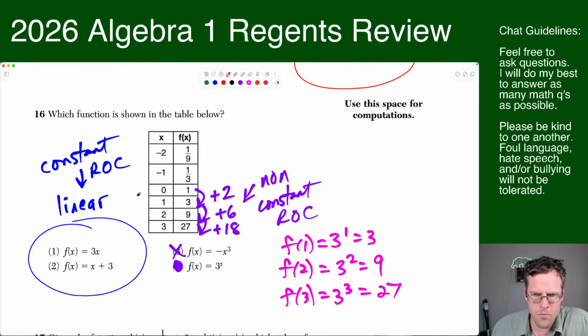You could say, oh, but this works if I plug in 1. Yeah, but if you plug in 0 here, 3 times 0 is 0, and you don't have 0, 0, you have 0, 1. So you could just brute force plug these all in. But I look for the constant rate of change versus non-constant.